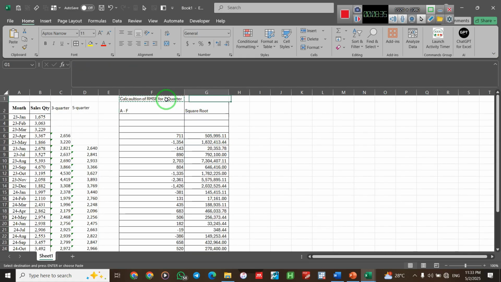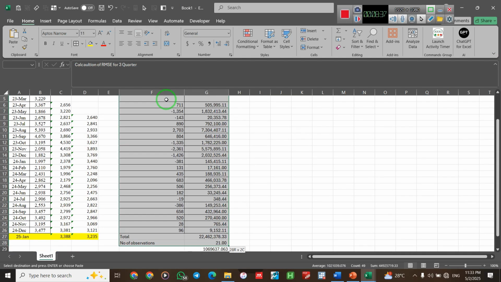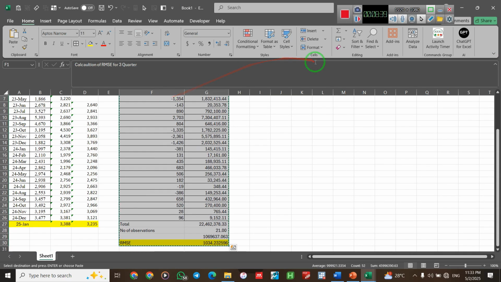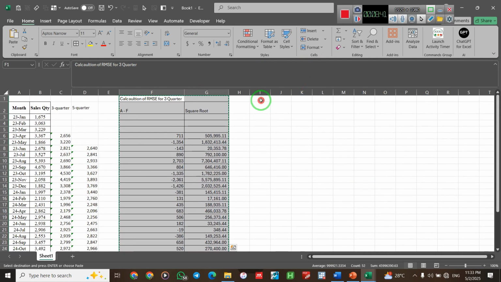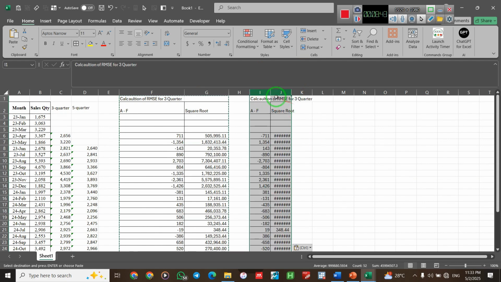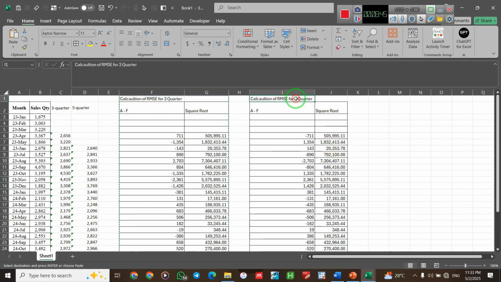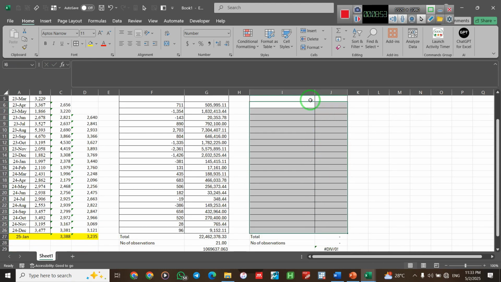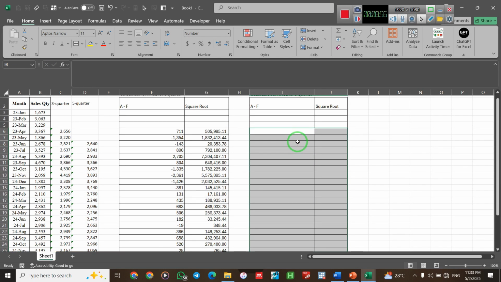So I will take this whole table, whole area here, and paste it from this I cell, right? Now we are calculating the RMSE value for the 5 quarter moving average. Here I will delete this part of this table. From here onwards we have forecasted the 5 quarter moving average.